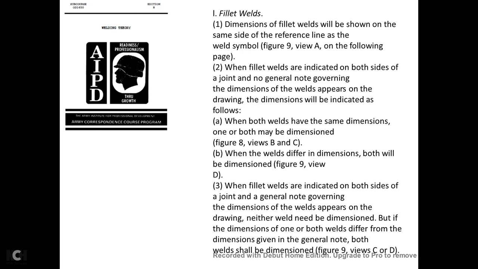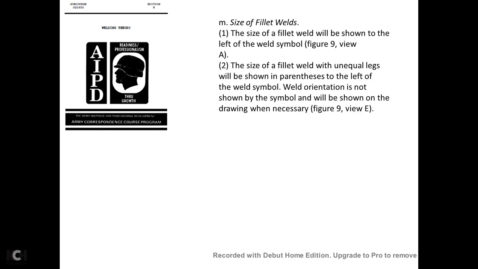The fillet weld dimensions of the fillet weld will be shown on the same side of the reference line as the welding symbol. When fillets are indicated on both sides of the joint, no governing dimension of the weld appears on the drawing. Dimension will be indicated as follows: when the welds have the same dimension, one or both dimensions. When the welds differ from the dimension, both will be dimensioned. 3. When fillets are indicated on both sides of the joint, and a general note gives the governing dimension of the welding, it appears in the drawing. Neither weld needs to be dimensioned, but if the dimension of one of the welds differs from the dimensions given in the general note, both welds should be dimensioned.